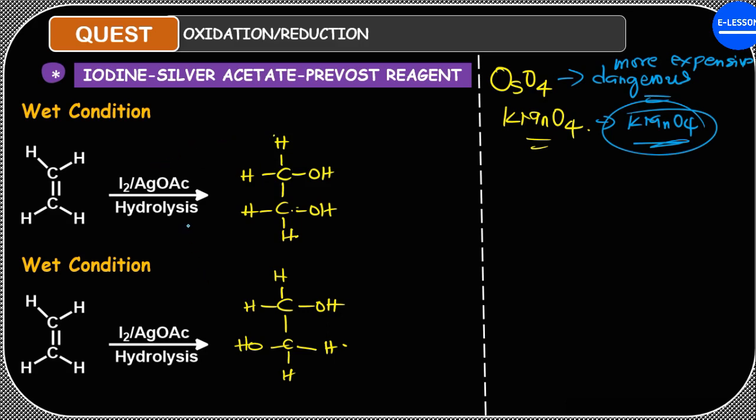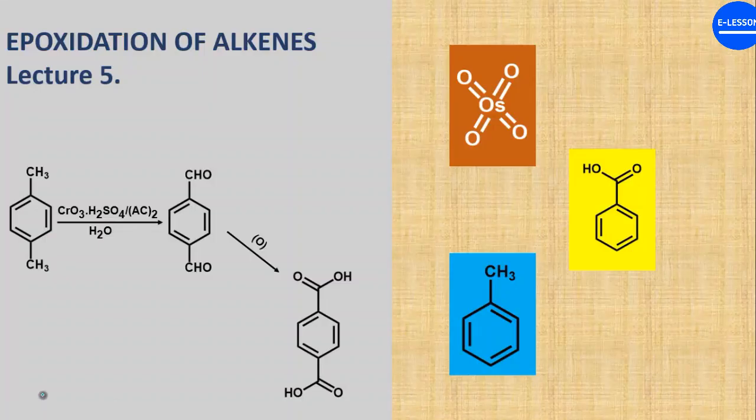Now in our next class, we are going to look at epoxidation reaction. I think that should be in the next class. Yeah, lecture 5 will be epoxidation reactions of alkenes. Thank you very much for your time.